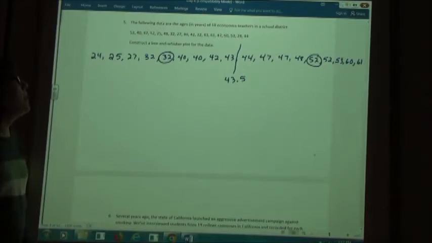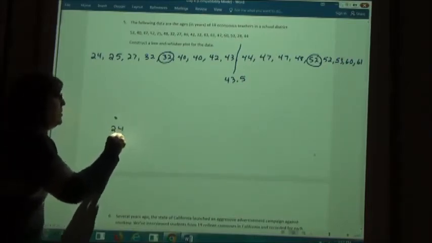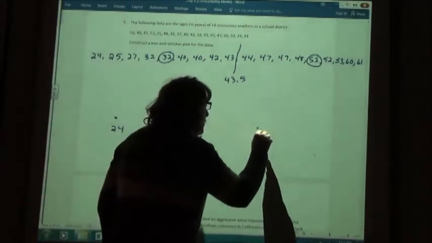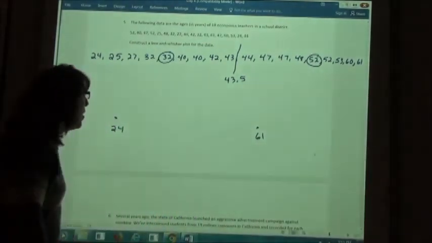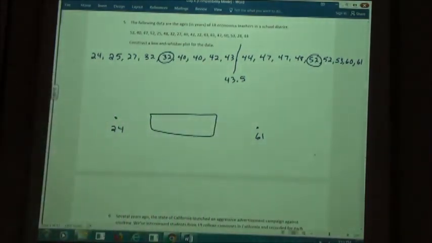So, making my box and whiskers, my starting value is going to be at 24. My ending value is going to be at 61. My box is going to be somewhere in the middle of that. I should actually probably draw it closer to whatever end it should be, but I'm going to just stick it in the middle.